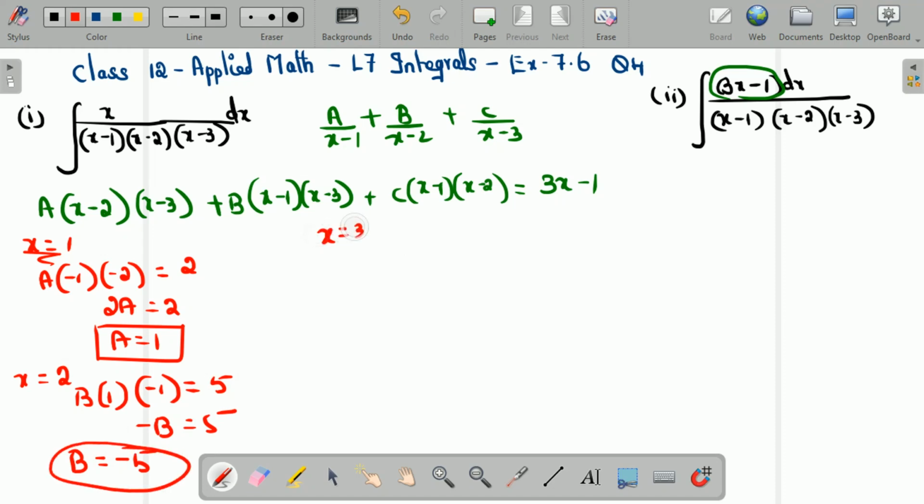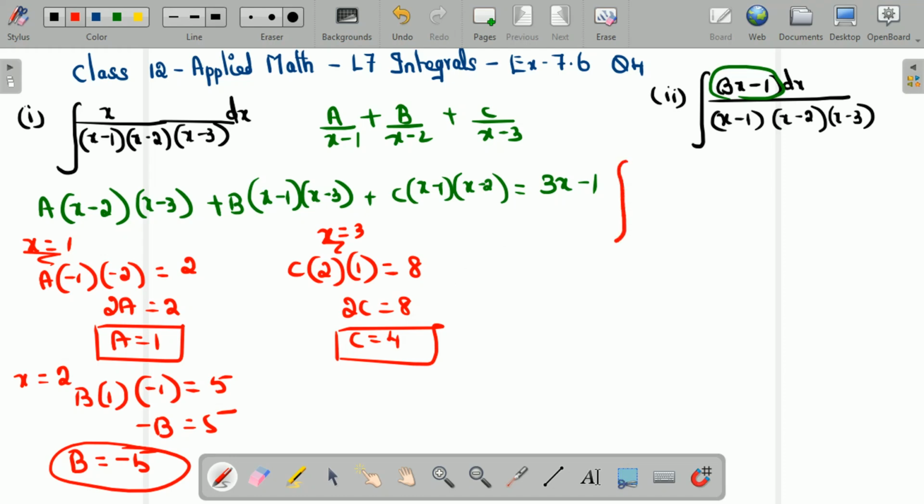Then let's put x is equal to 3. This time A and B will vanish. So C into 3 minus 1 is 2, 3 minus 2 is 1, which is equal to 3 into 3, 9, 9 minus 1 is 8. So 2C is equal to 8, which means C is equal to 4. So now that we have these values, let's substitute here.